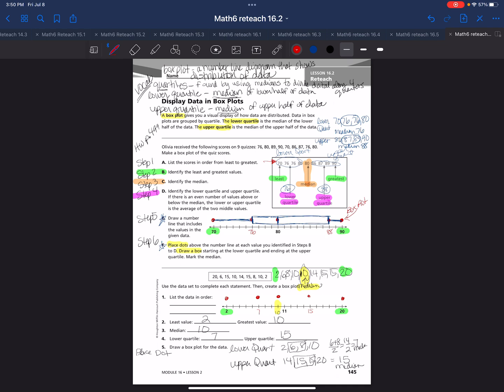So then we need to draw the box. I need to go to the lower quartile and draw a box to the upper quartile. And then do a vertical line down for the median. So then I need to mark the median. And then the last thing is I need to extend the lines out from the upper quartile to the greatest value and from the lower quartile to the least. And that's how you draw a box plot. That is our lesson for Module 16, Lesson 2, Grade 6.